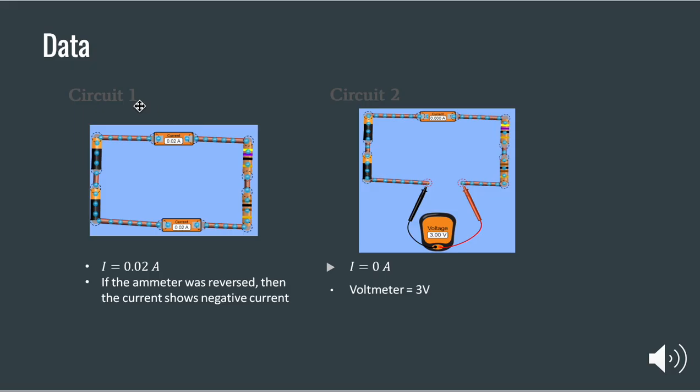Here's the data. As you can see, in circuit 1, I equals 0.02 amps, and if the ammeter was reversed, then the current shows negative current. And in circuit 2, as you see in the second picture, I equals 0 and the voltmeter equals 3 volts, as you can see on the reading right there.